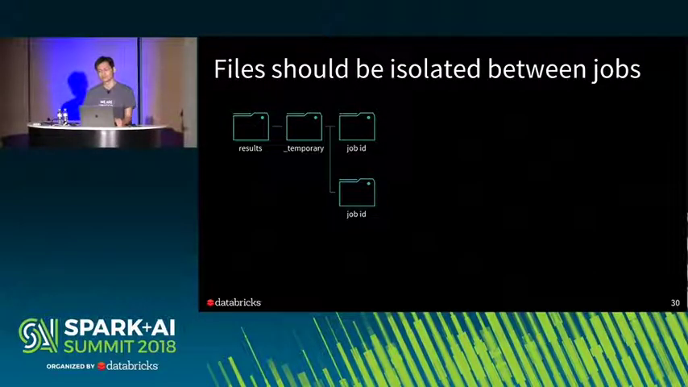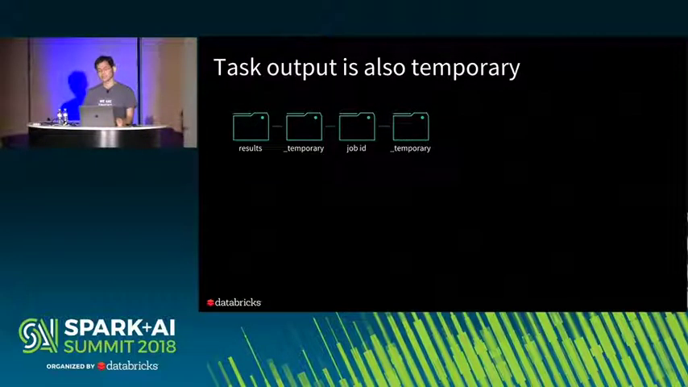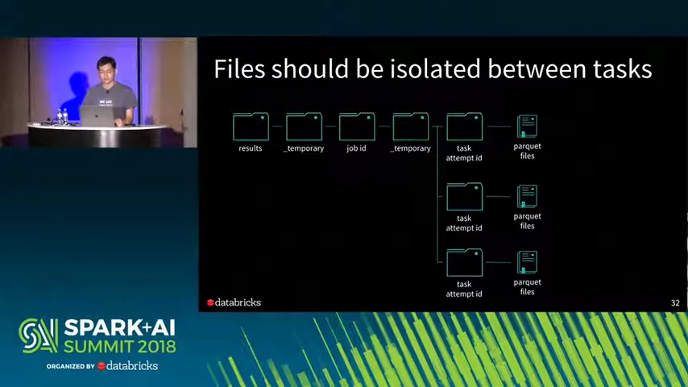There can be multiple jobs running to write the same path. The job output files should be isolated. So we need another directory labeled with the job ID. Task output files should also be temporary before they are committed. Files should be isolated between tasks because there can be task retries during the execution if a task failed. I will explain this in the next example.